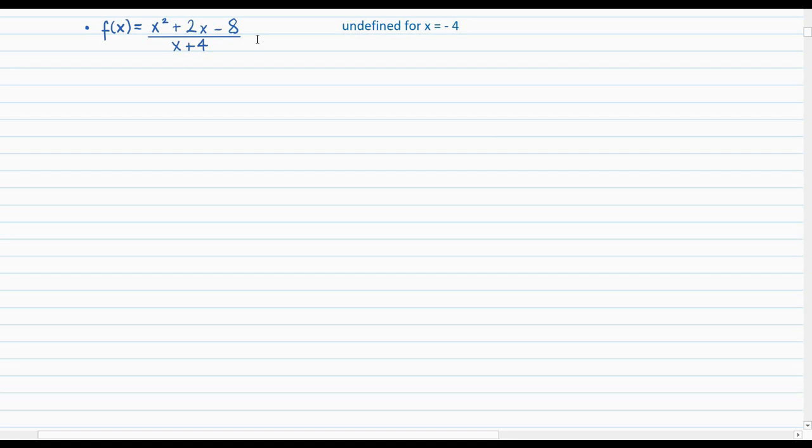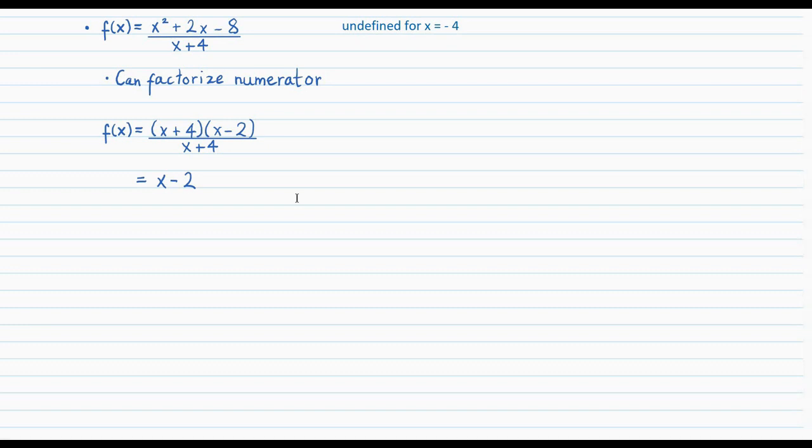So this looks like a pretty complicated function, given that it contains x terms in both the numerator and the denominator. But it can be nicely simplified by factorizing the numerator. The numerator can be factorized into x plus 4 times x minus 2. This allows you to cancel the x plus 4 terms in the numerator and denominator, giving the function as just x minus 2.